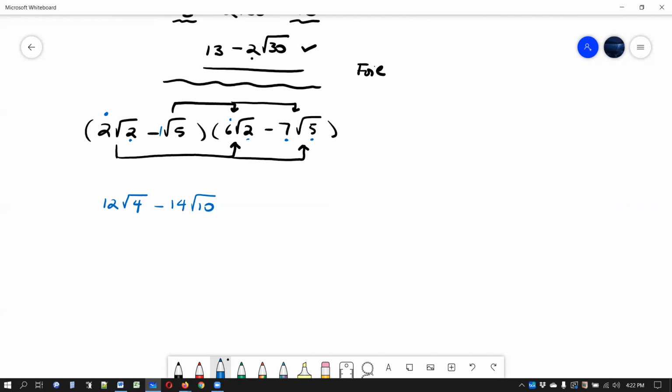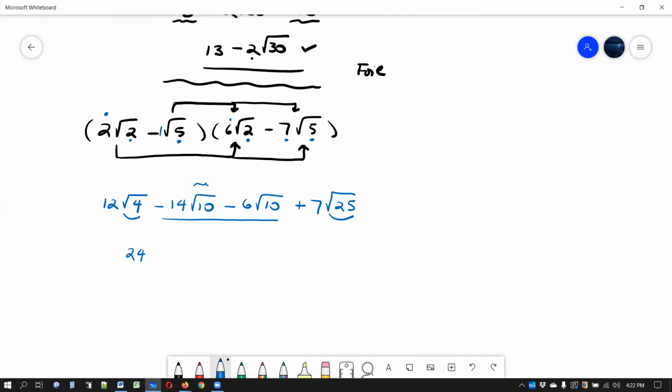This multiplication now, minus 1 times positive 6, minus 6, radical 5, radical 2. Last multiplication, minus 1 times minus 7, radical 5, radical 5. Okay, all of the parentheses are gone. Combine like terms, simplify these values. So this is 2 times 12, 24.